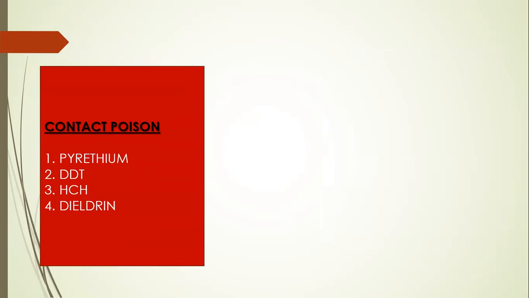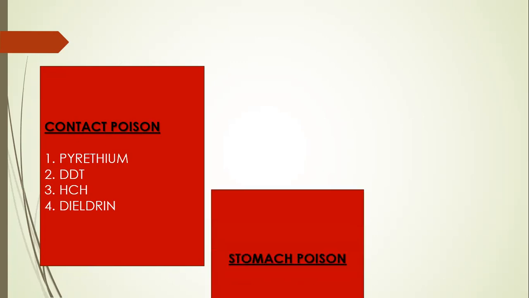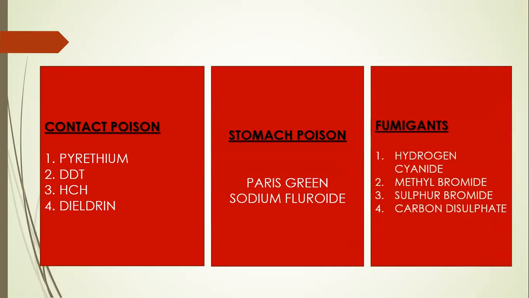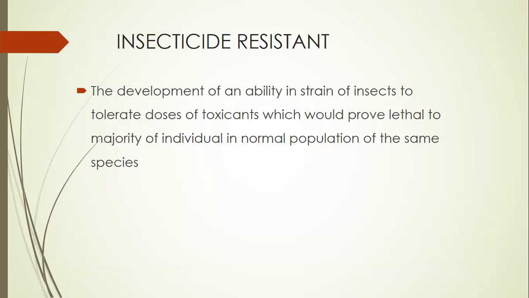So again, these insecticides are classified into 3 types: contact poisons, pyrethrum, DDT, HCH, and dieldrin. Then stomach poisons, Paris green, sodium fluoride. Then fumigants, hydrogen cyanide, methyl bromide, sulfur bromide, carbon disulfide.